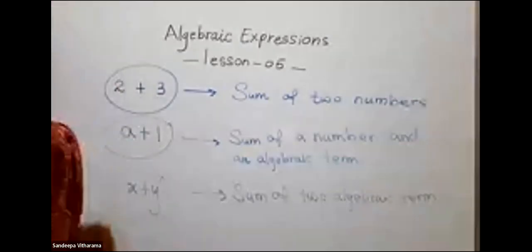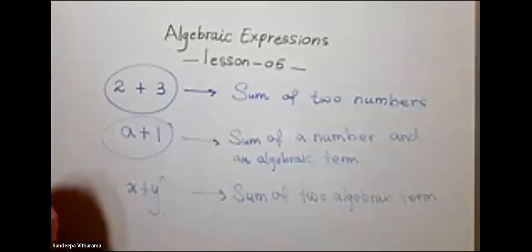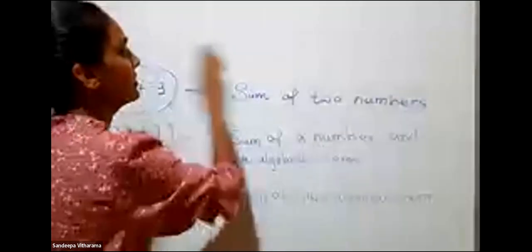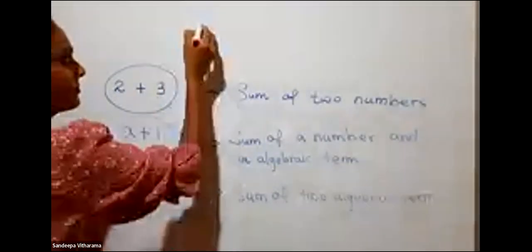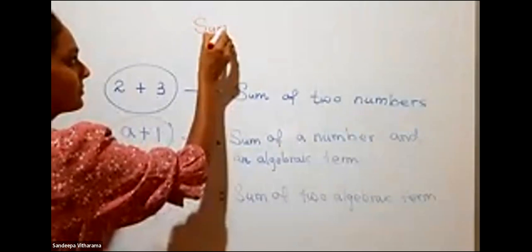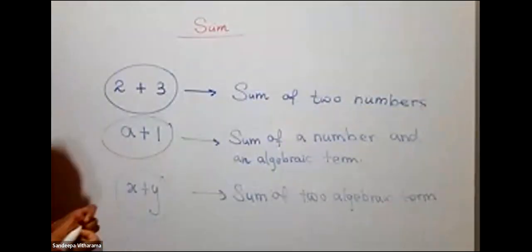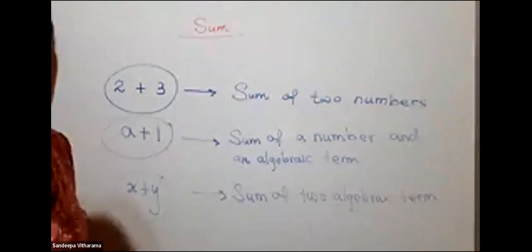Okay, then under this main topic, write down the subtopic as sum. Then after that, write these examples.